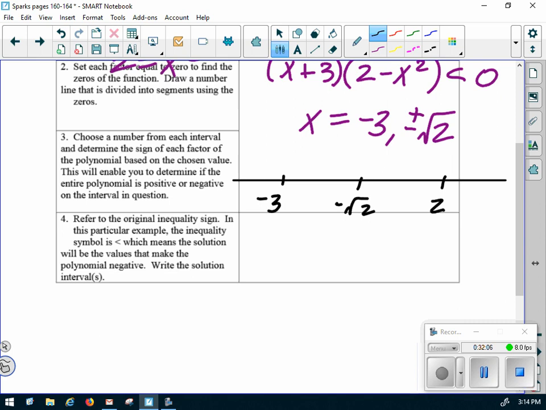Can you ballpark the square root of 2? Yeah, roughly 1.5. All right. Pick some numbers. -4. What do you want to pick here? -2. What do you want to pick here? Yay! Thank you for picking 0. And what do you want to pick here? 2. Great.